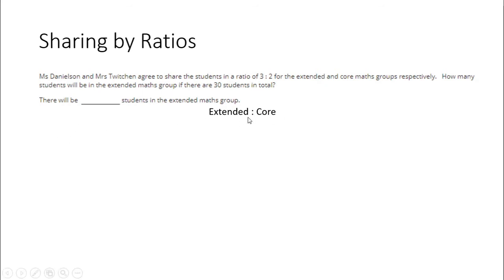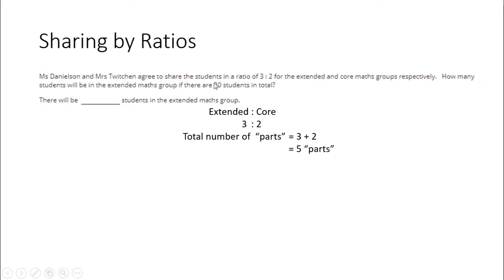labeling the sides, extended and core, 3 and 2. And then we're going to split the 30 students into this ratio. So it's not half and half. 3 parts go to extended, 2 parts go to core. So we need to know that the total number of parts we're splitting the 30 students into is 3 plus 2. That is 5 parts.